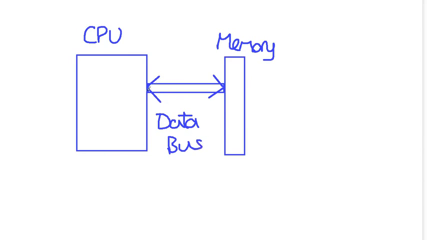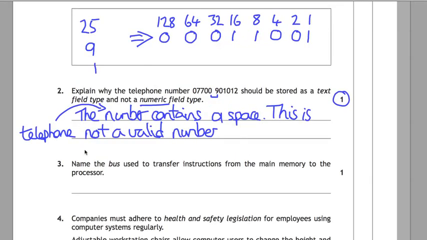So the data bus can be written to memory, so it's a memory write if it's going this way, and it's a memory read if it's going this way. You don't need to know about memory writes or reads. All you do need to be aware of is a data bus is used to carry data from the processor to the memory, or from the memory to the processor. So that is your answer for question 3. It's a data bus. There you go.